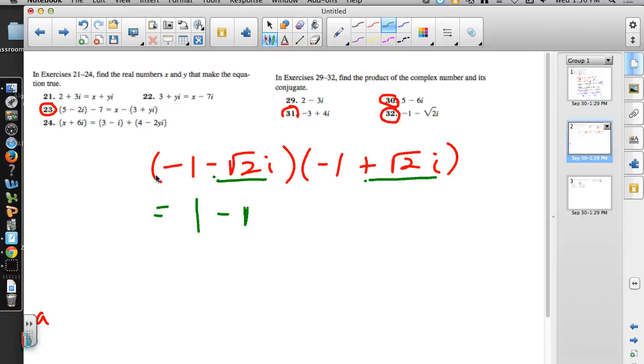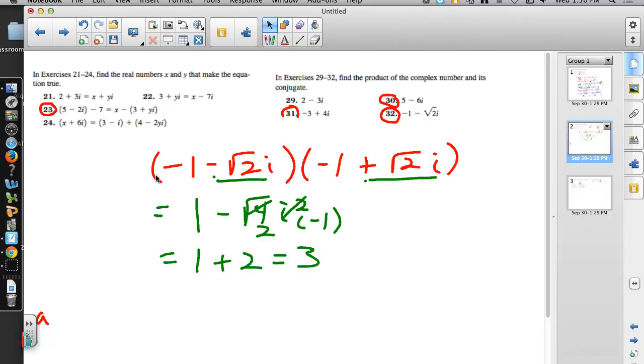That will be a negative square root of 4, i squared, because the square root of 2 times the square root of 2 is the square root of 4. But we can simplify both of these, because i squared is negative 1 and the square root of 4 is 2. So this will be 1 minus, and then it's going to be a negative 2, which is 1 plus 2, which is, of course, 3.